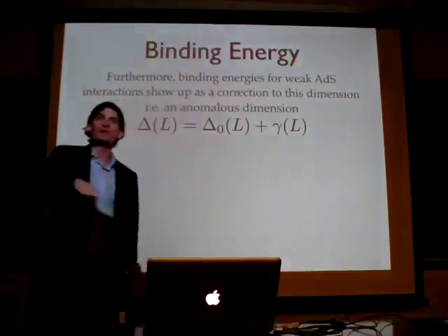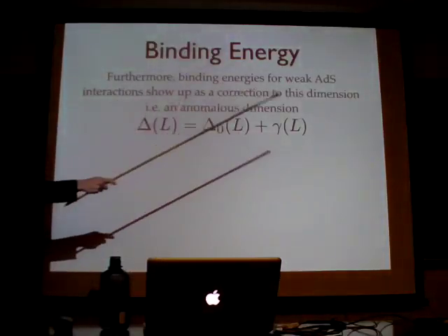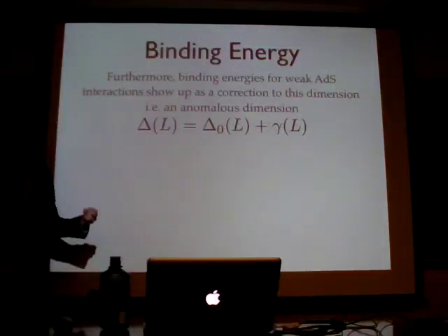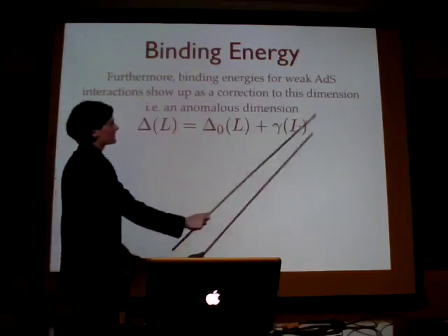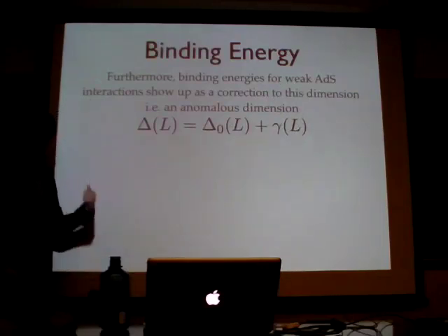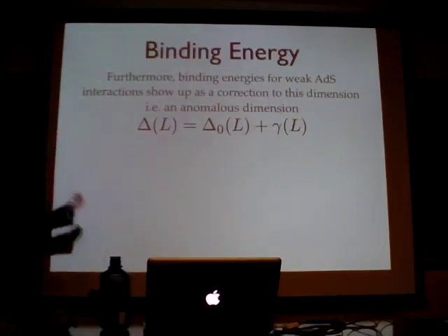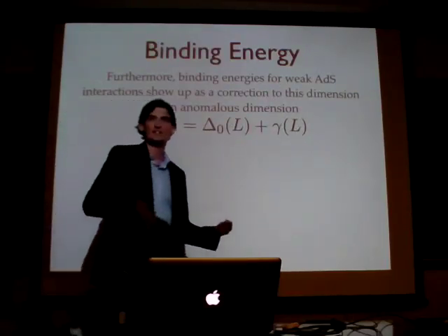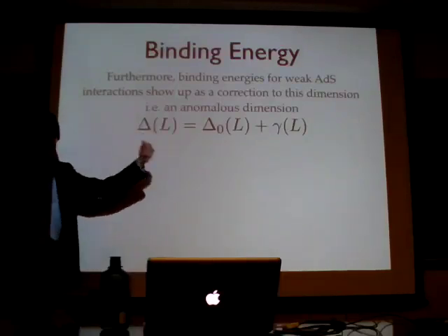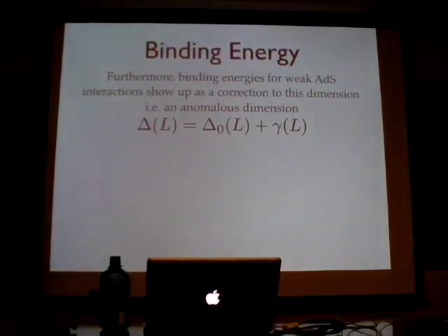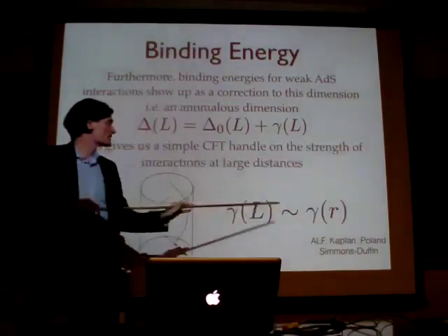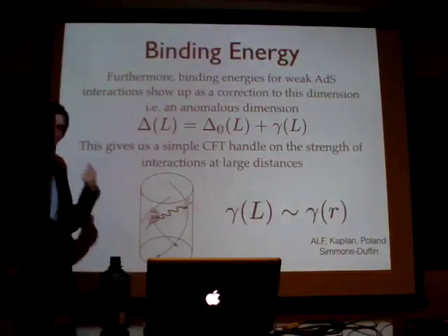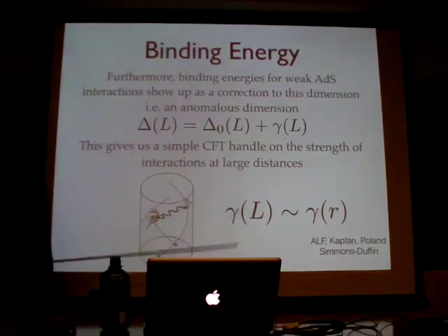However, there's more information contained in here if we look in the limit where angular momentum is finite, but just very large. Okay? The reason is that you can think of this correction term to the dimension in the CFT as a correction term to the energy in AdS. Right? So this is like a binding energy between these distant guys. Okay? Furthermore, because angular momentum corresponds to distance, this gives us a simple handle on how this binding energy depends as a function of the distance between them.